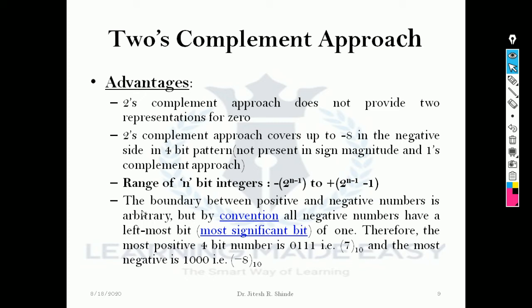Here the boundary between positive and negative numbers is arbitrary. Why is minus 8 included in the n equal to 4 bit representation and why is plus 8 not included? Here the reason is quoted. The boundary between positive and negative numbers is arbitrary, but by convention all negative numbers have the leftmost bit, that is the most significant bit, of 1. Therefore the most positive 4-bit number is 0 1 1 1, that is 7 to the base 10, and the most negative is 1 0 0 0, that is minus 8 to the base 10.